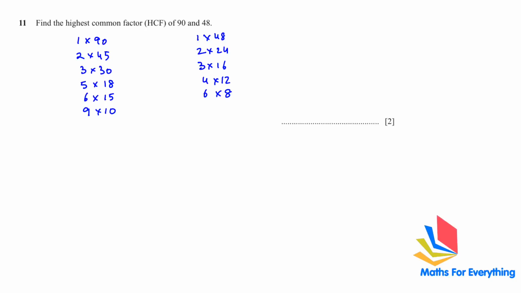Now we are going to look at the numbers here and here. Which is the highest common number? 6. So the answer is 6. Now I'll show you the other way.